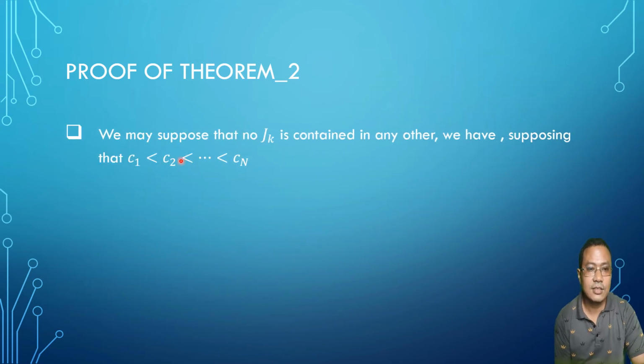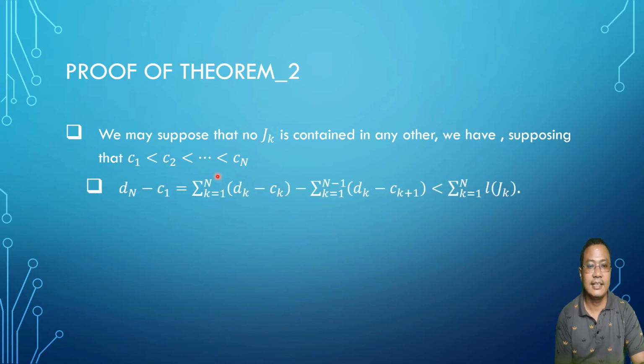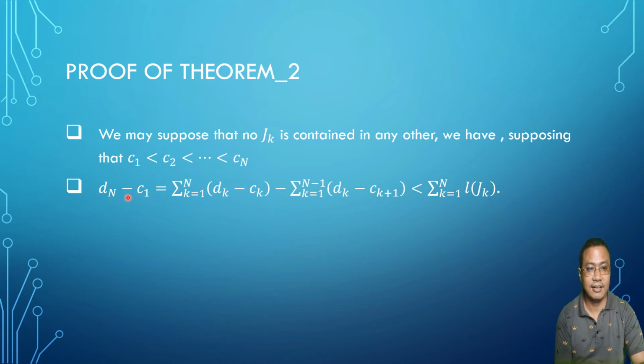So we may suppose that JK is not contained in any other, that means we have removed the redundant ones. Then supposing that C1 is less than C2 and so on up to Cn, what do we get? The length of the union is exactly equal to this one, that calculation you can make easily. So the length of this union is exactly equal to this one, and this one will be less than the sum of the lengths of the individual intervals.